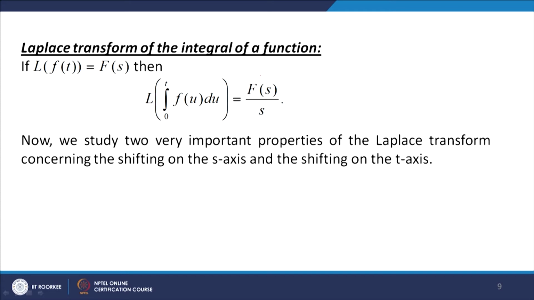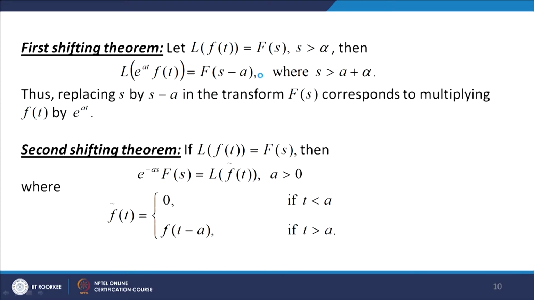Now, let us study two important properties of the Laplace transform concerning shifting on the s axis and t axis. In the first shifting theorem, if the Laplace transform of f t is F s for, say, s greater than alpha, then the Laplace transform of e to the power a t into f t is F of s minus a. That means there is a shifting on the s axis where s is greater than a plus alpha. So, replacing s by s minus a in the transform F s corresponds to multiplying f t by e to the power a t.